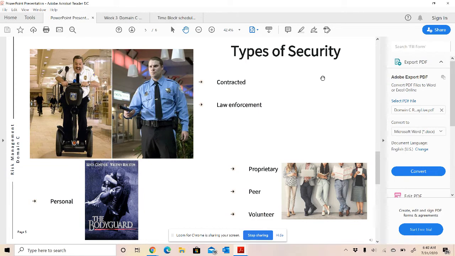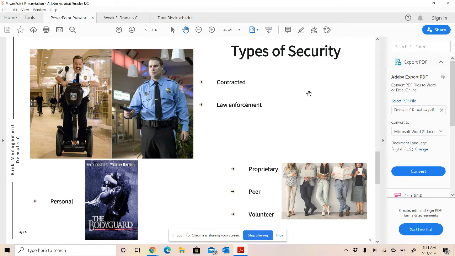Types of security. You want to know the different types of security and the difference between them. The contracted security is either hired by the hotel or by the event planner. They can be undercover or uniformed. They can have a weapon or not, which is up to state and county laws and things like that. Law enforcement, personal. So think bodyguard. That's your personal security.